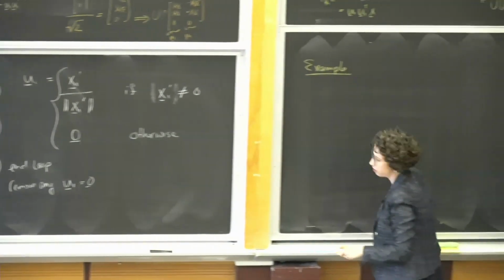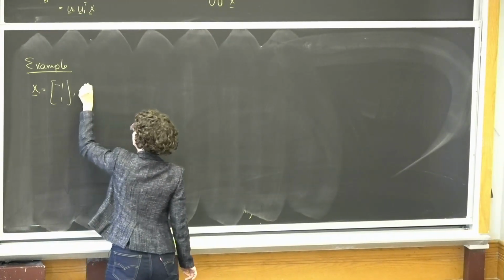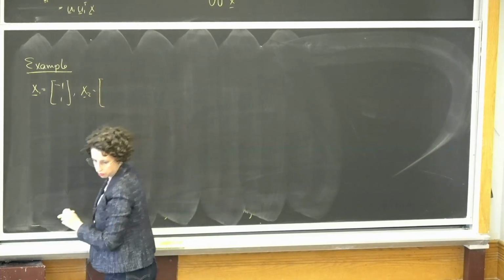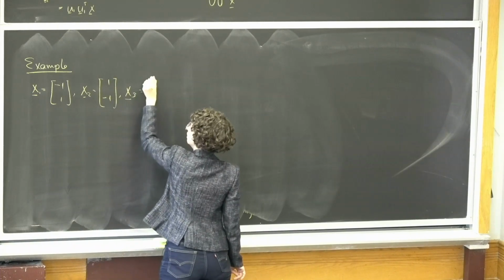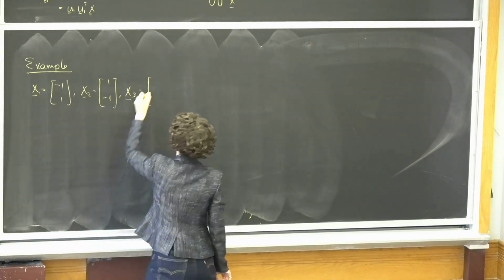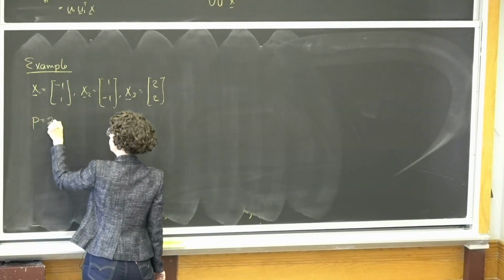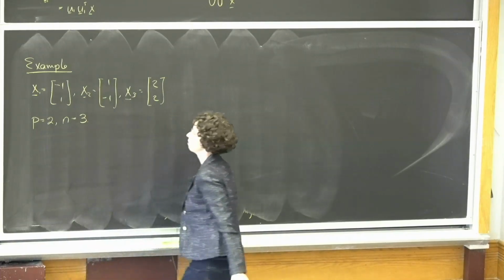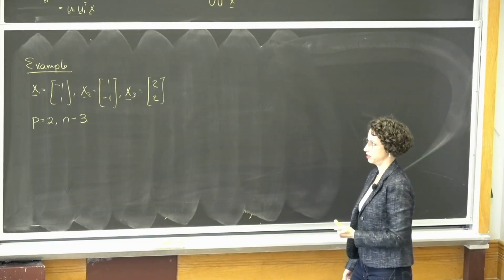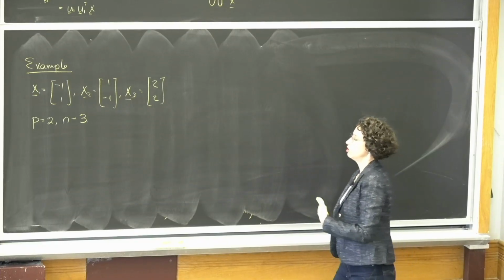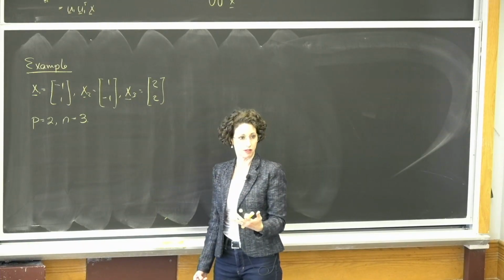So in this example, we are going to have x1 equal negative 1, 1. x2 is equal to 1, negative 1. And x3 is equal to 2, 2. Okay, so this is an example where p is equal to 2 and n is equal to 3. So before we get started with just applying our Gram-Schmidt orthogonalization procedure, do you have any observations about this collection of vectors or what we might expect for the subspace?